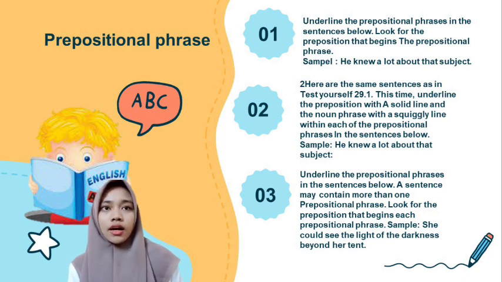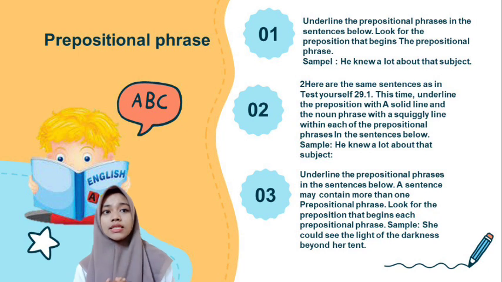Second, here are some sentences as in Test Yourself. This time, underline the preposition with a solid line and the noun phrase with a squiggly line within each of the prepositional phrases in the sentences below. Example: He knew a lot about that subject.